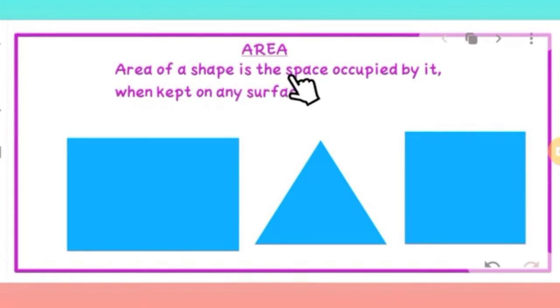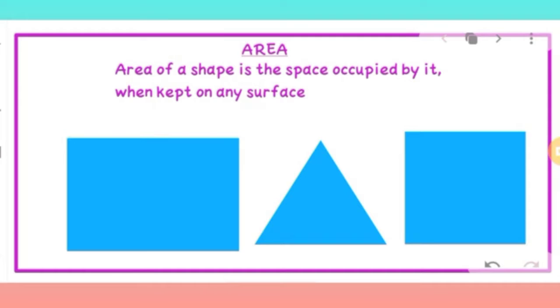Area of a shape is the space occupied by it when kept on any surface. For example, this is a rectangle, so the area of this rectangle will be the space occupied by it when I keep this rectangle on any surface. For example, right now we have the surface as this white surface, so the amount of area it is covering is the area of this rectangle.